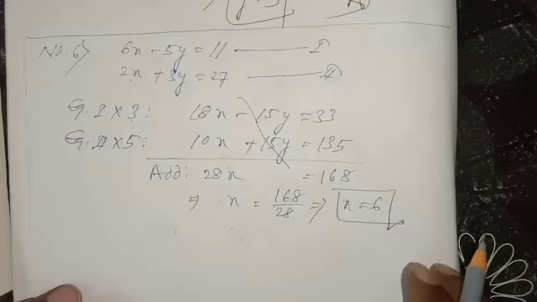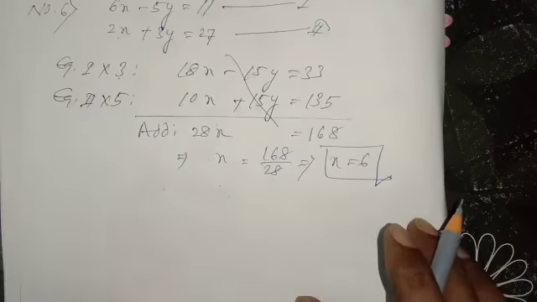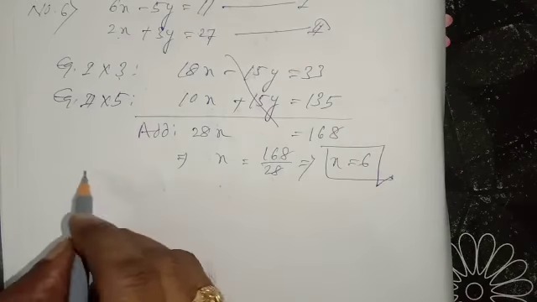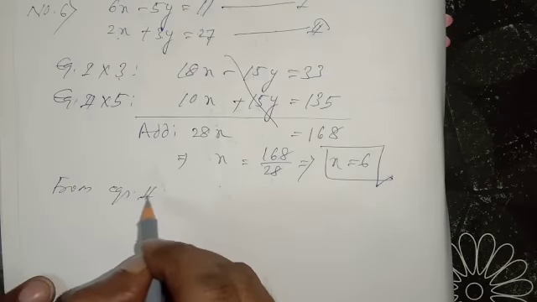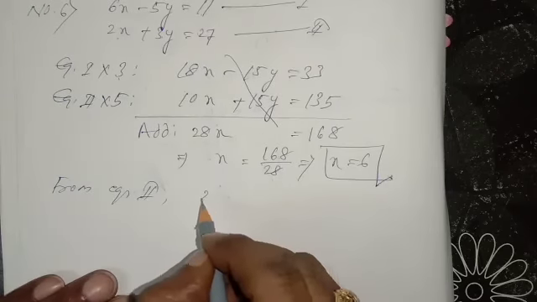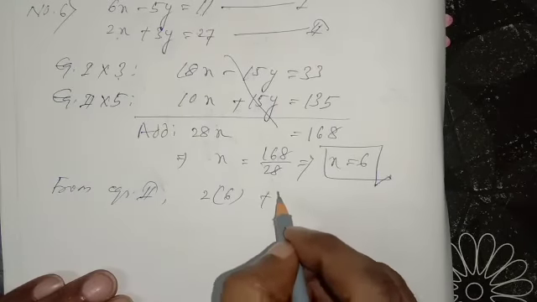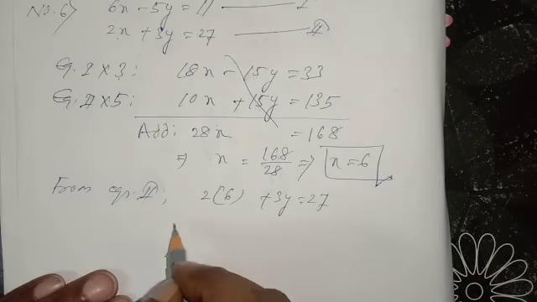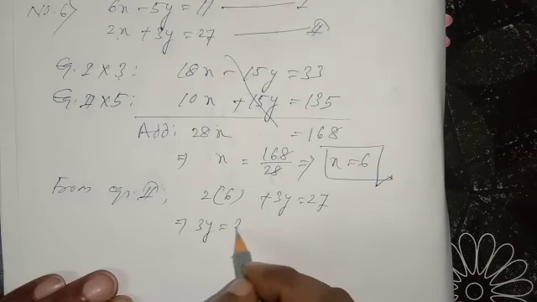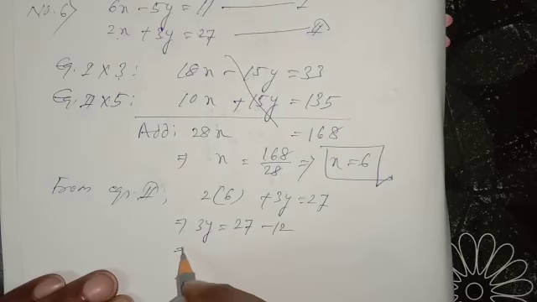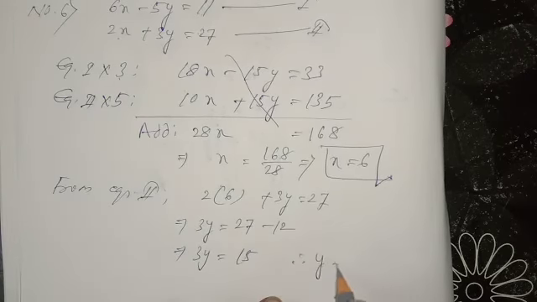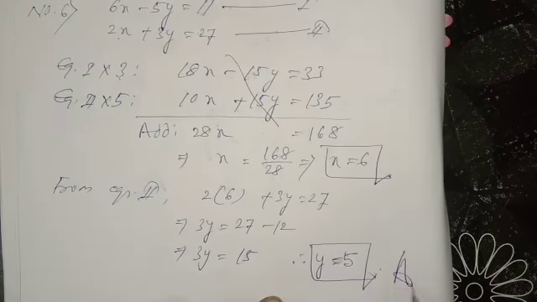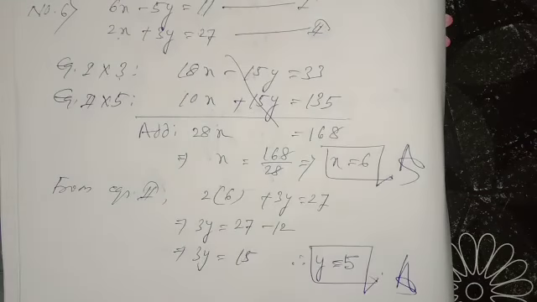After that, putting the value of x in equation 2, that means 2 times 6 plus 3y is equal to 27. Then 3y is equal to 27 minus 12, which is 15. In this way you get the value of y: 15 by 3, that is 5. So the value of y is 5 and the value of x is 6. In this way I have solved number 6.